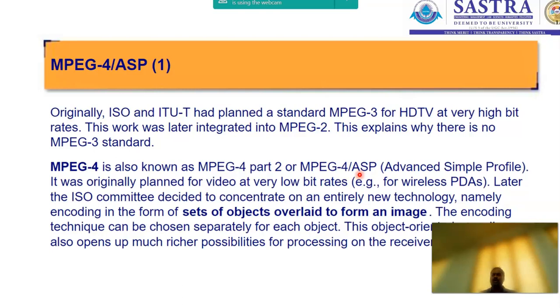MPEG 4 is also known as MPEG 4 Part 2 or MPEG 4 ASP, Advanced Simple Profile. It was originally planned for video at very low bit rates for wireless PDAs, personal digital assistants. Later the ISO committee decided to concentrate on an entirely new technology, namely encoding in the form of a set of objects put together to form an image. The encoding technique can be chosen separately for each and every object. This object-oriented encoding also opens up much richer possibilities for processing on the receiver side.